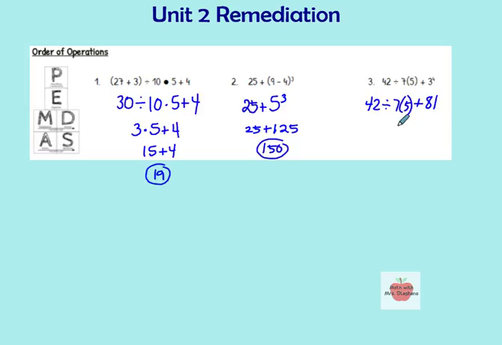Next, we have multiplication and division, so we need to do them from left to right. 42 divided by 7 is 6. 6 times 5 is 30. 30 plus 81 is 111.